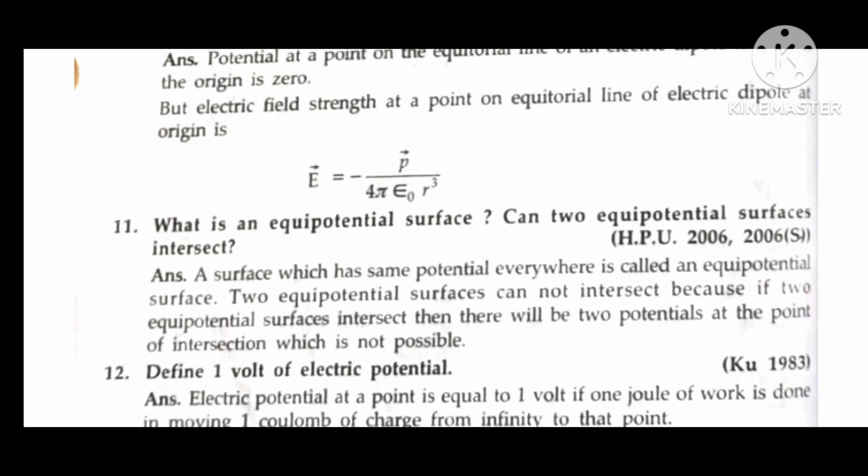Can two equipotential surfaces intersect? A surface which has the same potential everywhere is called an equipotential surface. Two equipotential surfaces cannot intersect because if two equipotential surfaces intersect, then there will be two potentials at the point of intersection, which is not possible.